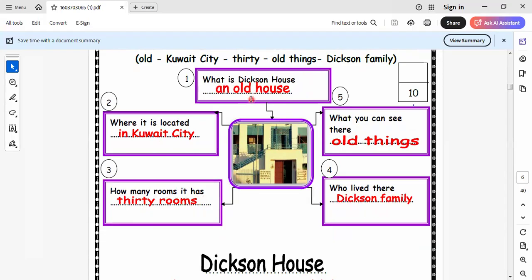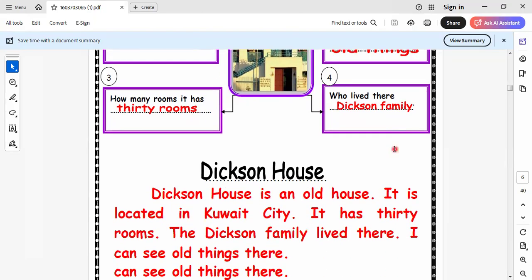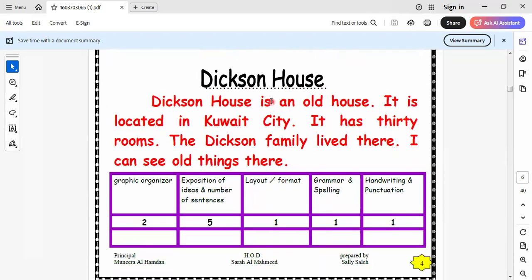So what do we ask here? An old house. Where? We ask about the place. The place is located in Kuwait City, not in Egypt, not in Qatar, not in any other city. How many rooms does it have? It has 30 rooms. Who lived there? The Dixon family lived in this place. What can you see there? You can see old things. I think it's like a museum. Okay, it's right, a museum.